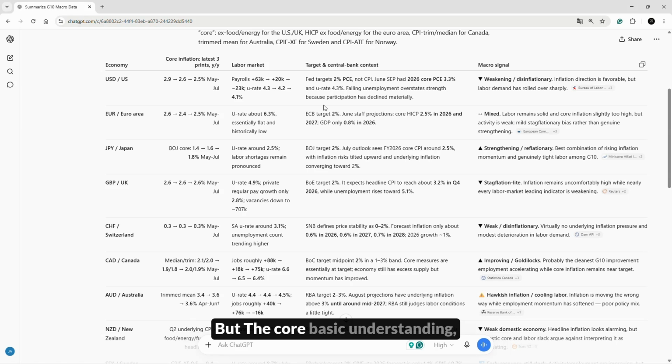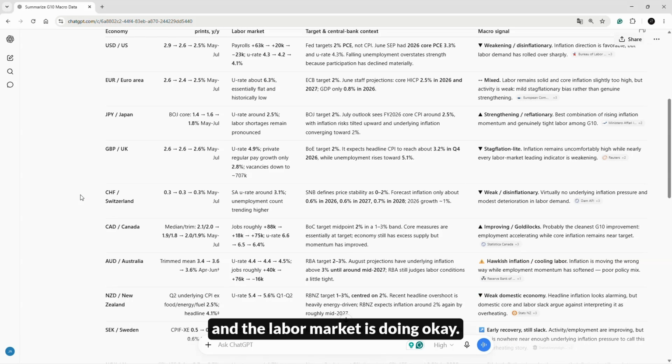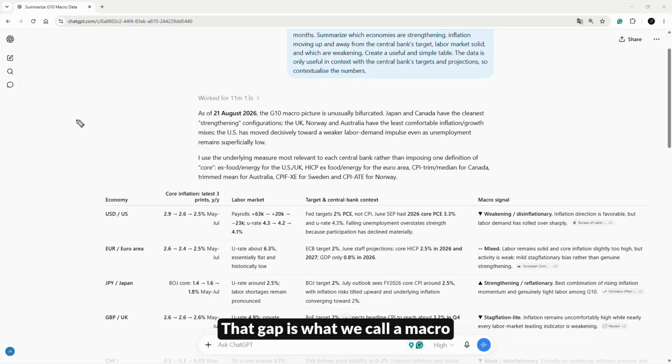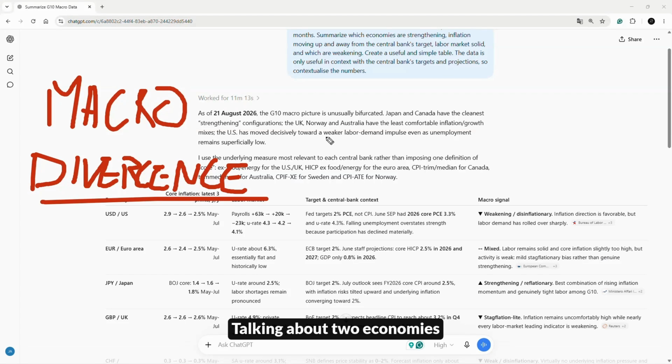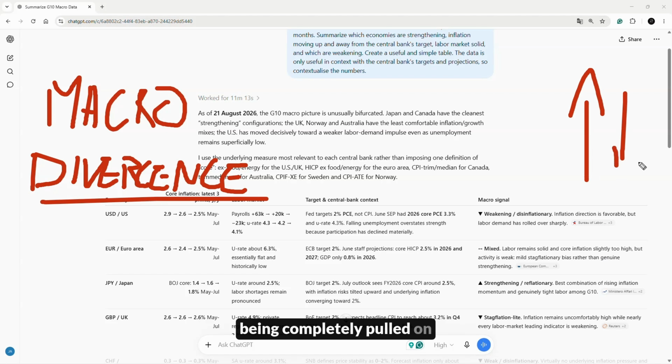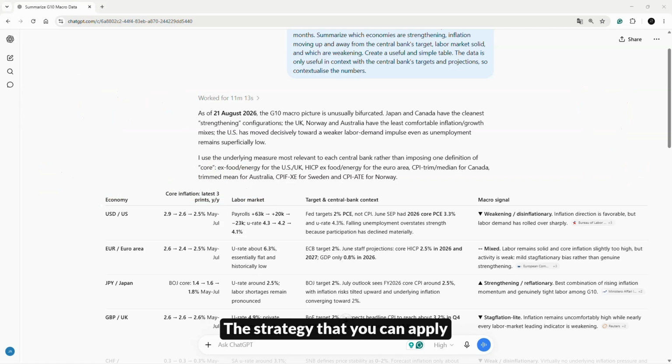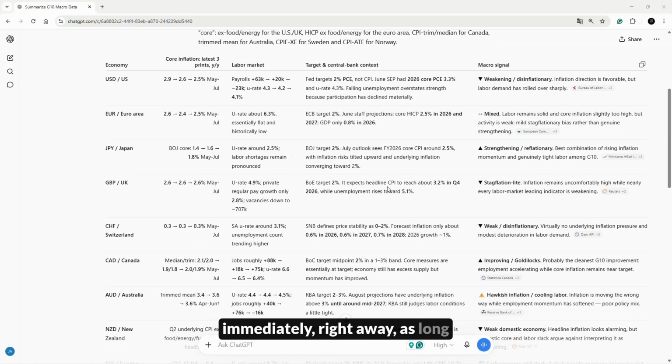But the core basic understanding, the principle that I want you to think through, is that you want to see an economy where inflation is cooling and the labor market, maybe it's weakening a little bit, and an economy in which inflation is hot and the labor market is doing okay. That gap is what we call a macro divergence, talking about 2 economies being pulled on 2 completely opposite sides, forcing the central banks to go in opposite ways, okay? And this is the essence of fundamental analysis, the strategy that you can apply immediately, right away, as long as you understand what you're doing if you watched the full video.